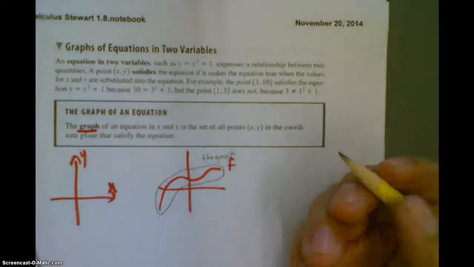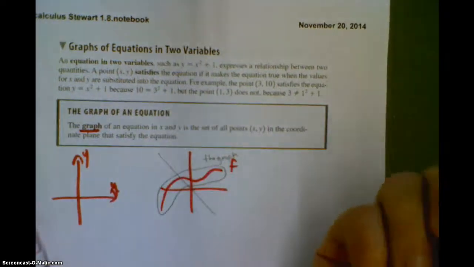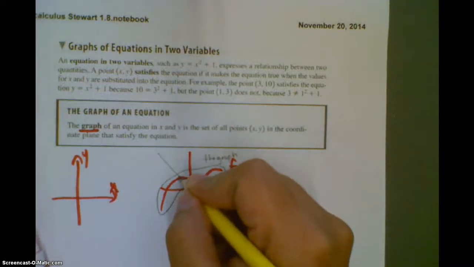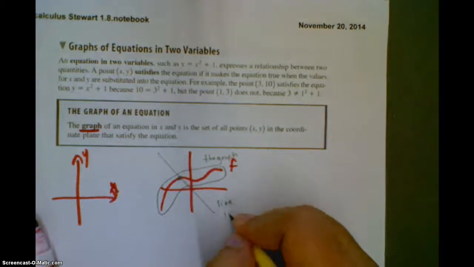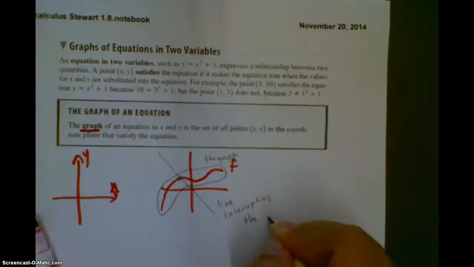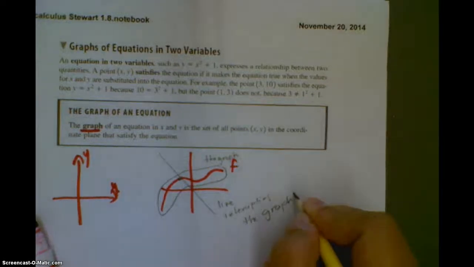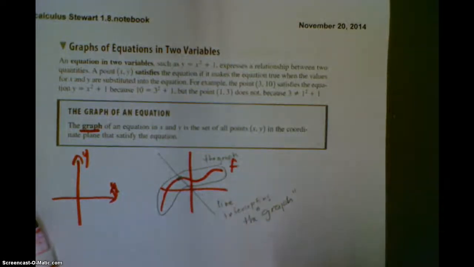And in the future, if I have a line intercepting the graph, I'm talking about this point in particular. Okay, so this is a line intercepting the graph. So the graph is not the xy coordinate plane. The graph is actually the actual curve.